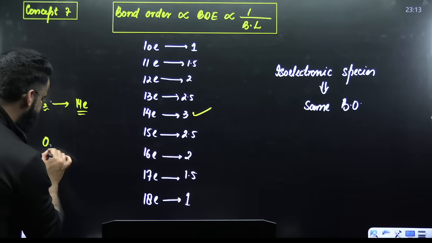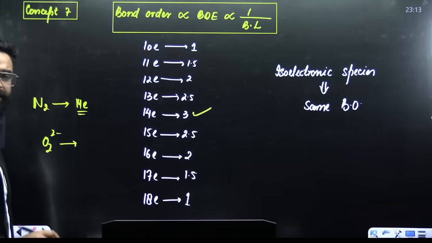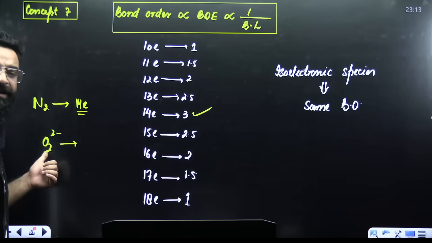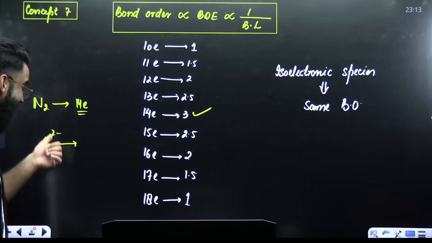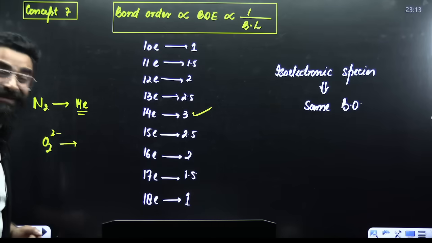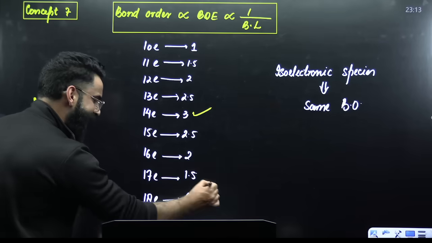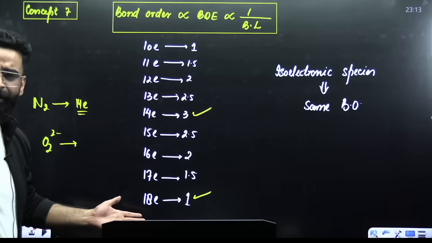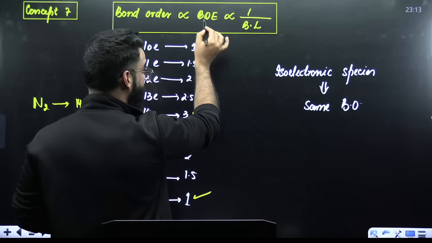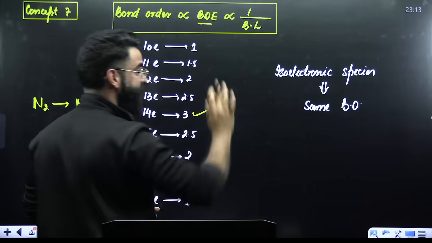For example, they are asking me about O2 dinegative. In one oxygen atom, there are 8 electrons. So 8 2s are 16, right? And there is 2 negative as well. So 16 plus 2 makes it 18. So it's an 18 electron species. 18 electron species have a bond order of 1. Right? And remember, bond order is directly proportional to bond dissociation energy, which is inversely proportional to bond length.